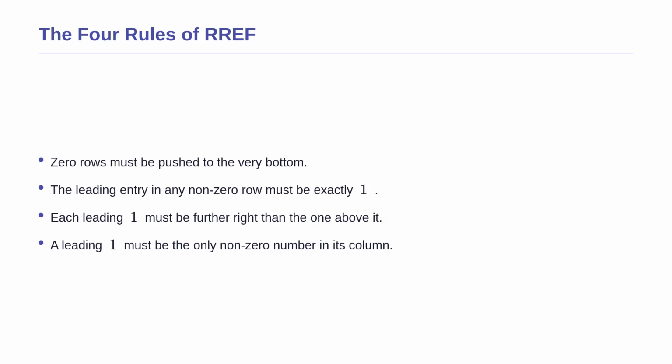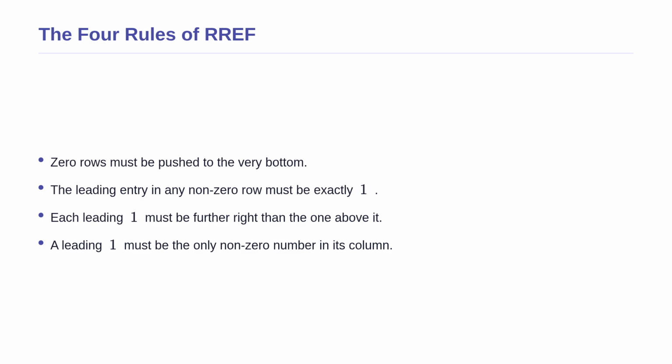For a matrix to be in reduced row echelon form, it must pass 4 strict tests. First, if there are any rows made entirely of zeros, they must be banished to the very bottom of the grid. Second, the leading entry in any non-zero row cannot be just any number. It must be exactly the number 1. Third, as you move down the rows, each leading one must be further to the right than the one above it, creating a downward staircase pattern.